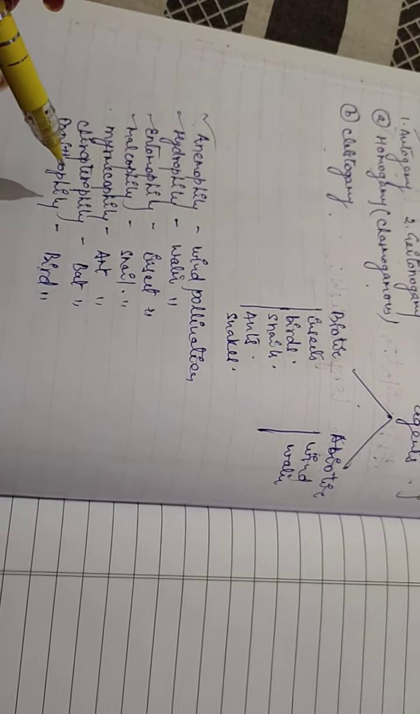So coming to the point, what is self pollination? Self pollination is the transfer of pollen grain. As we know, pollen grains occur here. Transfer of pollen grain from the anther to the stigma of the same flower is known as self pollination, also known as autogamy.